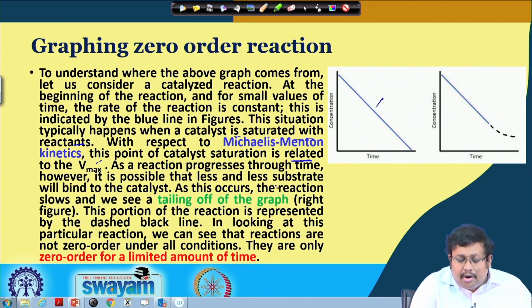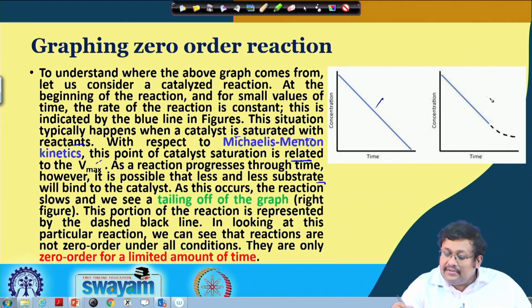As a reaction progresses through time, however, it is possible that less and less substrate will bind to the catalyst. Initially the catalyst site is saturated with the reactants. However, as time progresses, the site is less and less saturated or occupied by the substrate. As this occurs, the reaction slows and we see a tailing of the graph, denoted by this dotted line. This portion of the reaction is represented by this dotted black line.